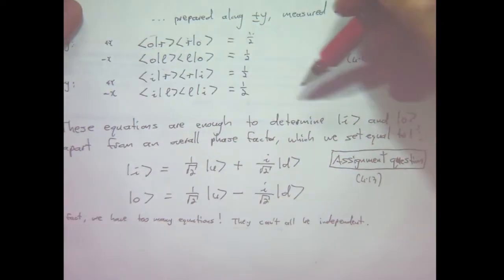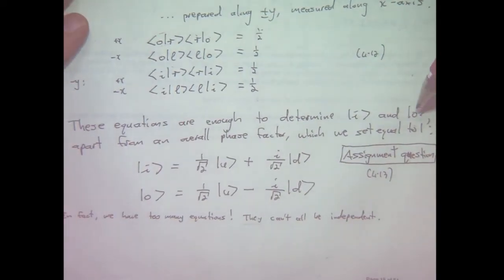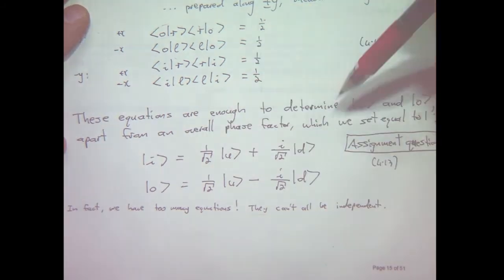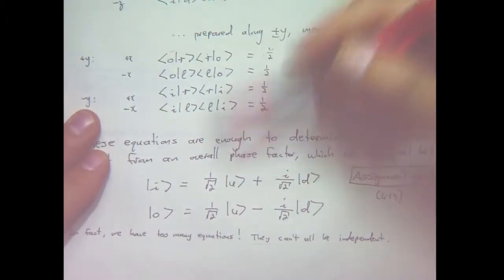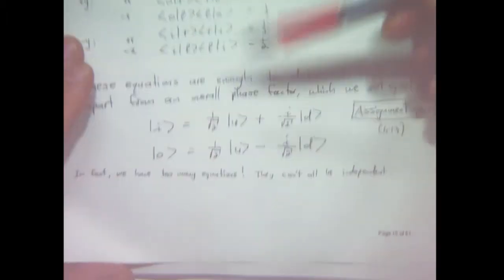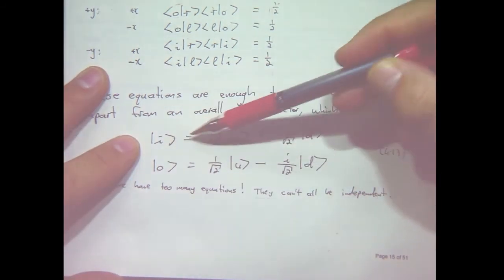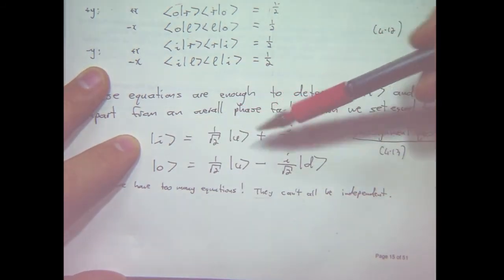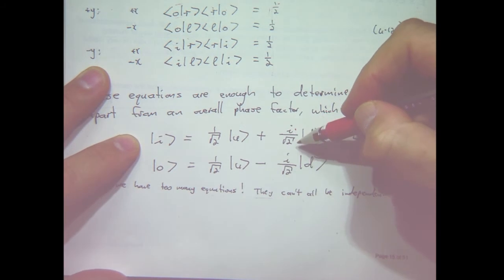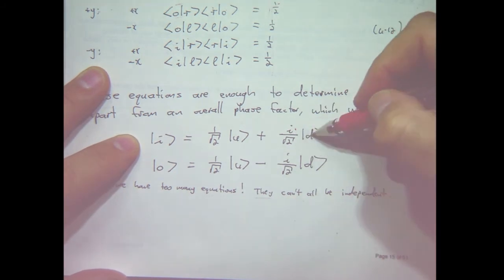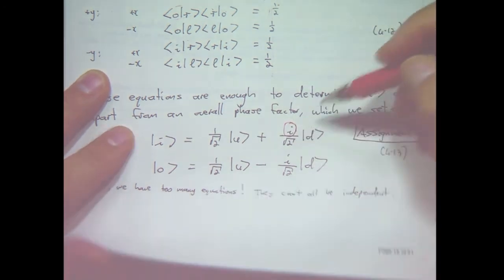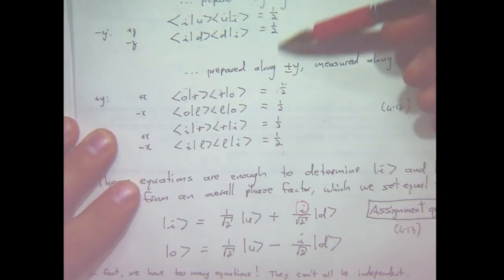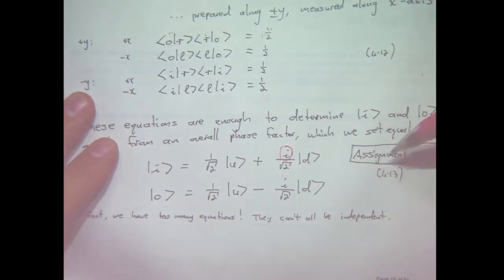Now, all these equations are enough to determine the in and out vector in terms of the up and down, but obviously these are highly overdetermined. You don't need most of them, you need only a few. And the result is that the I vector is 1 on square root of 2 up plus complex I divided by square root of 2 down. So this I is inescapable. It comes from these factors: orthogonality and the probability of observation. That's an assignment question.